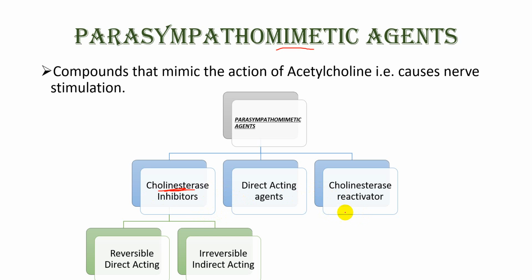We'll discuss them. The first thing you need to know is that cholinesterase inhibitors are again of two types: reversible direct acting, and irreversible indirect acting. So this is the classification of parasympathomimetic agents. Cholinesterase inhibitors, which are of two types, then second is direct acting agents, and third is cholinesterase reactivator.